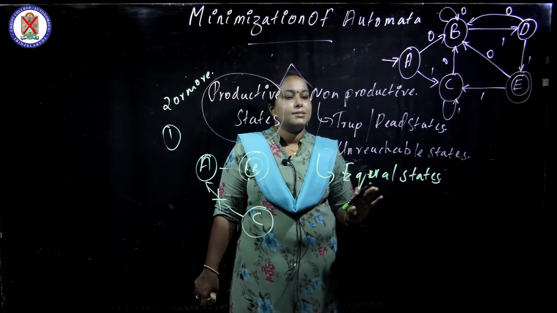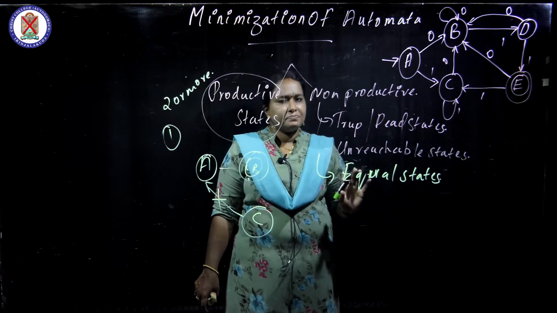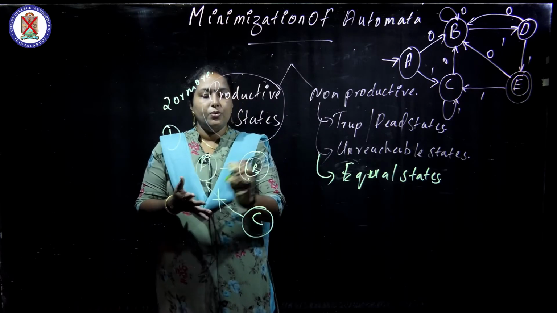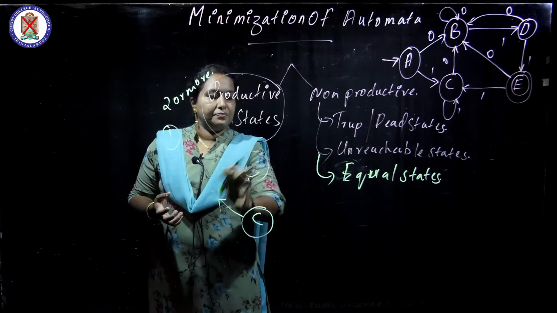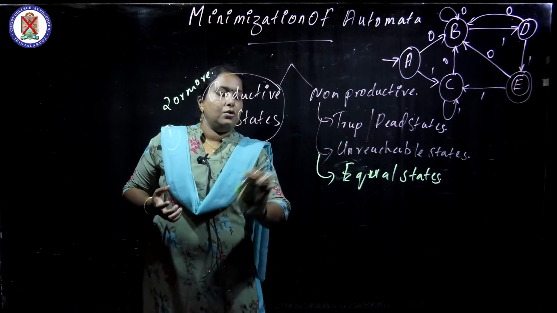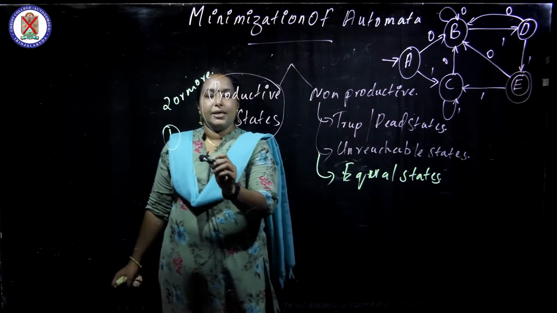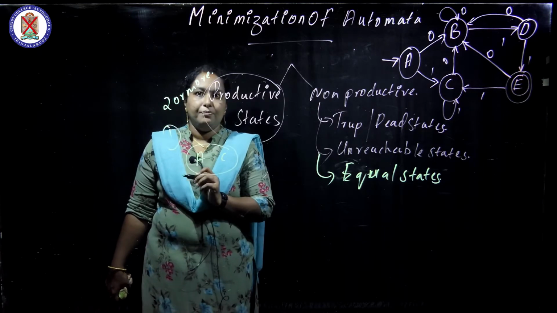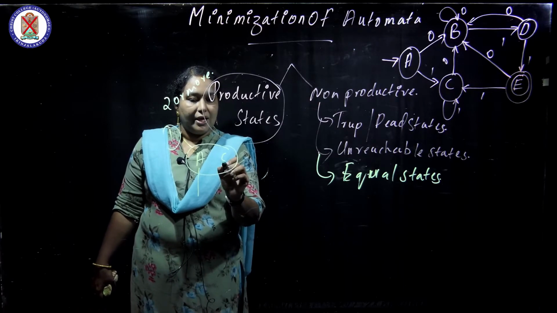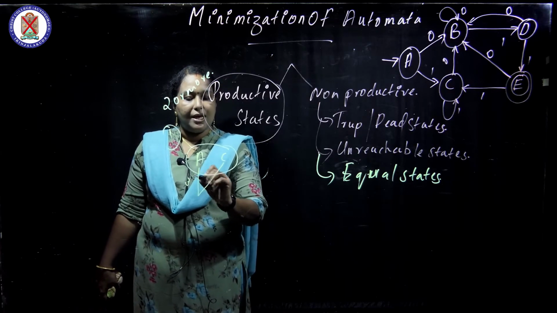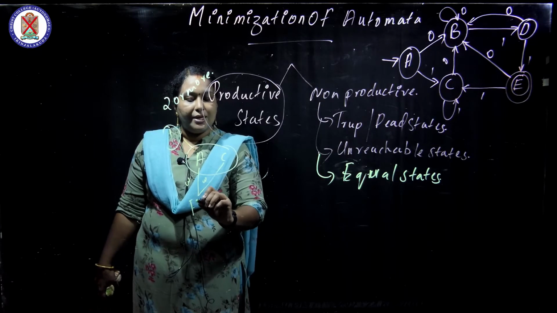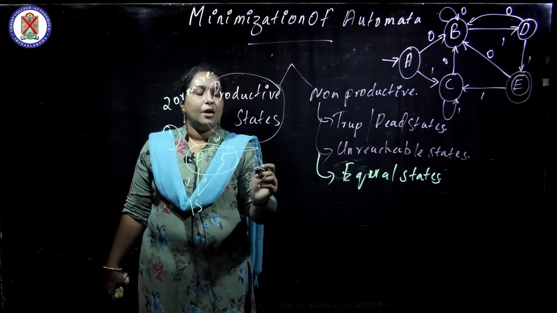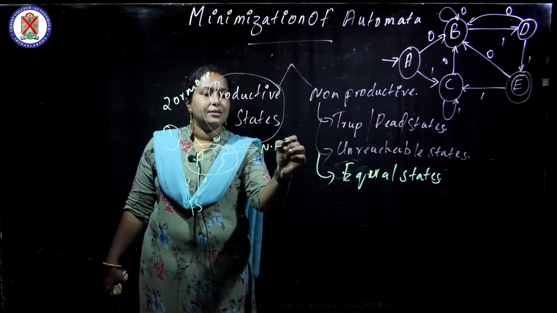Next one is equal state. Very important. Equal state means you can merge two states. For example, there are two states, A and C. These states can be merged into one when A and C, with one alphabet, say W, move to the final state. Otherwise, if A and C with one alphabet W move to the non-final state, they can be merged.